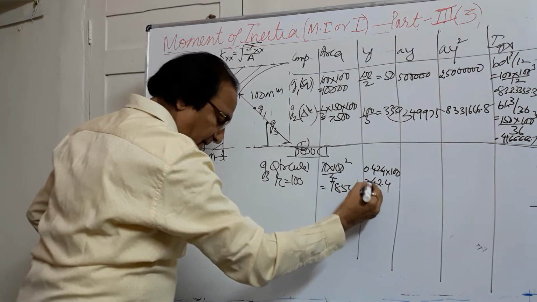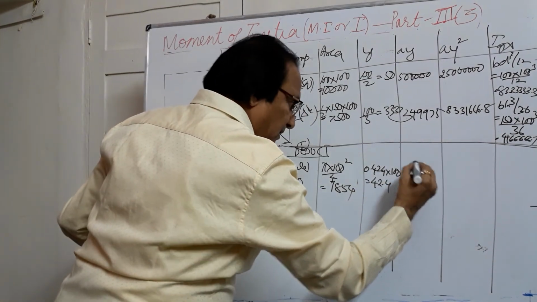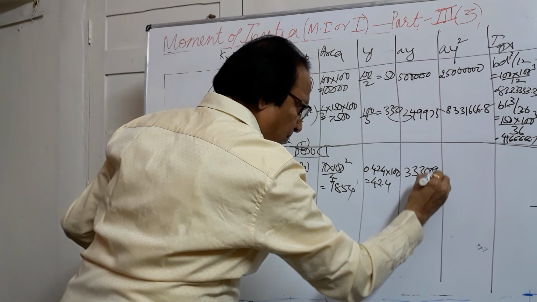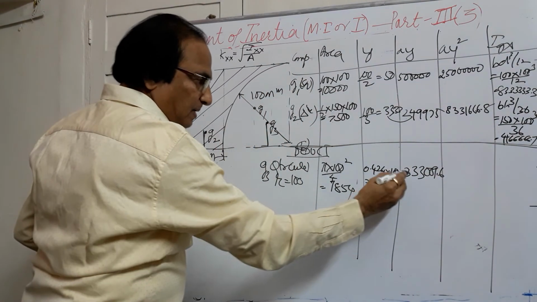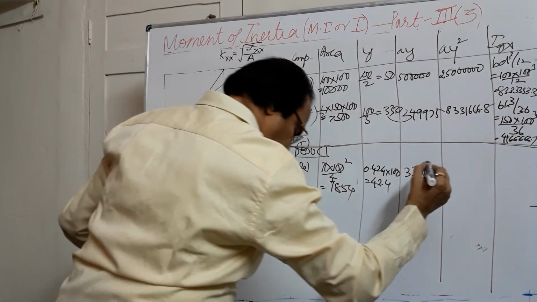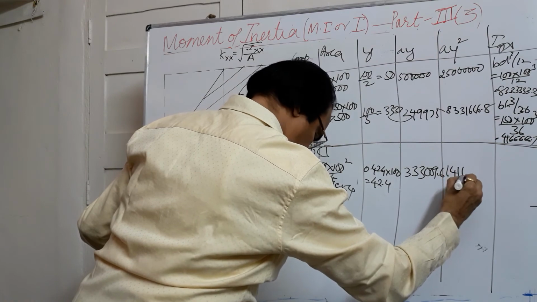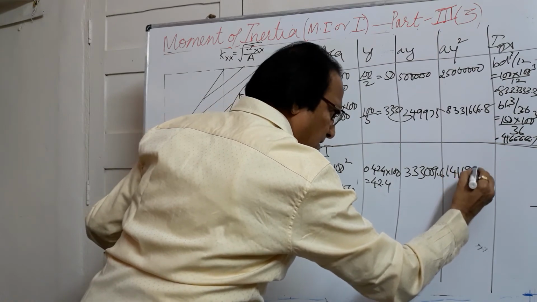If you multiply A and y, you get 333,009.6. Again, if you multiply these two values, you get the value as 14119607.